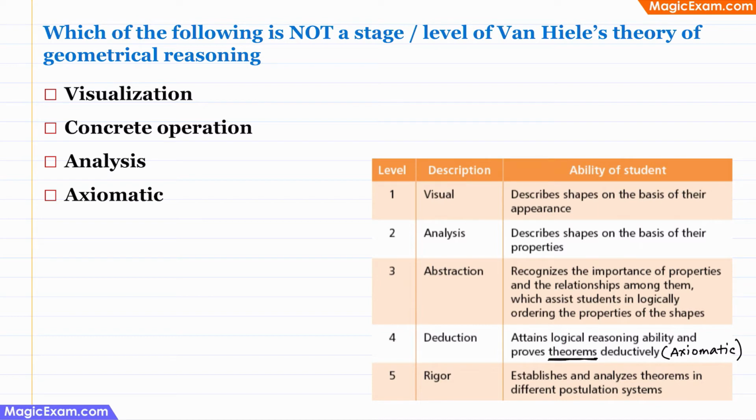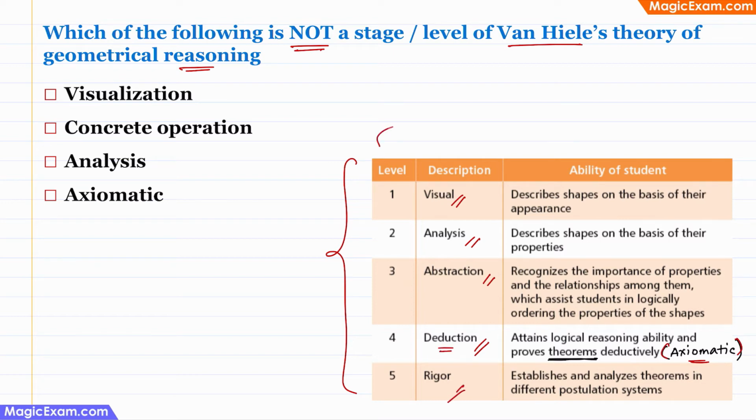Which of the following is not a stage or level of Van Hiele's theory of geometrical reasoning? When we look at Van Hiele's levels of geometrical reasoning, the first is visual, then it is analysis, then abstraction, then deduction, which includes axiomatic. Axioms are nothing but theorems. So deduction means attaining logical reasoning ability to prove theorems deductively. So axioms are nothing but theorems. So you have to remember that axiomatic comes under deduction. Then there is rigor. Right?